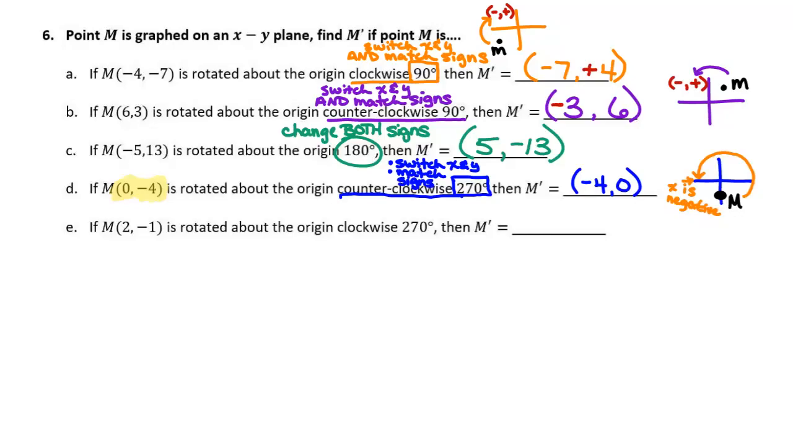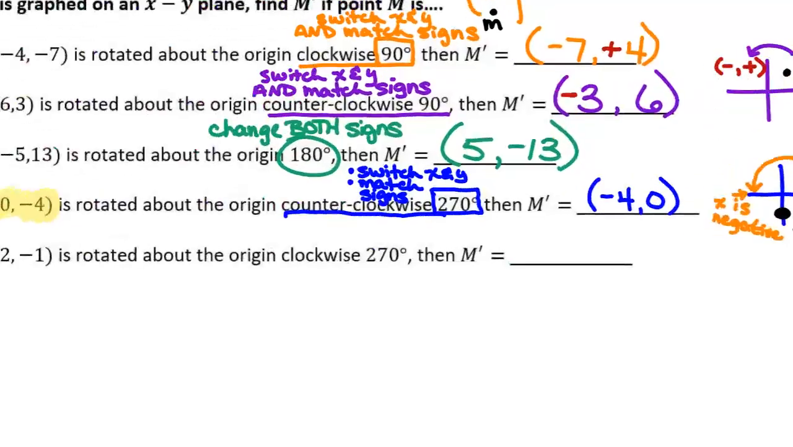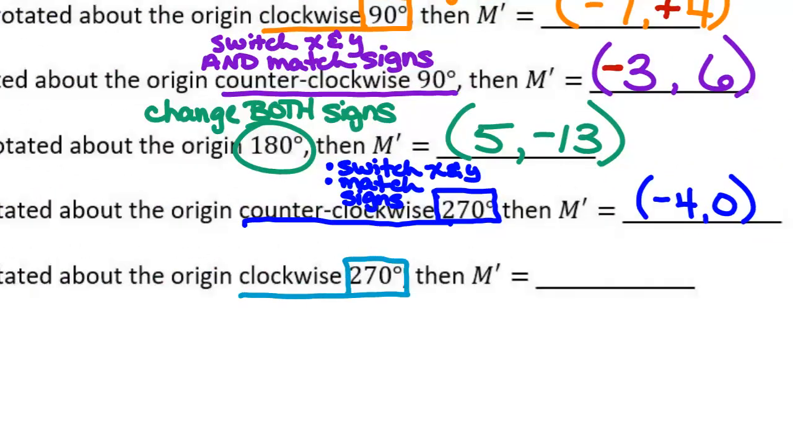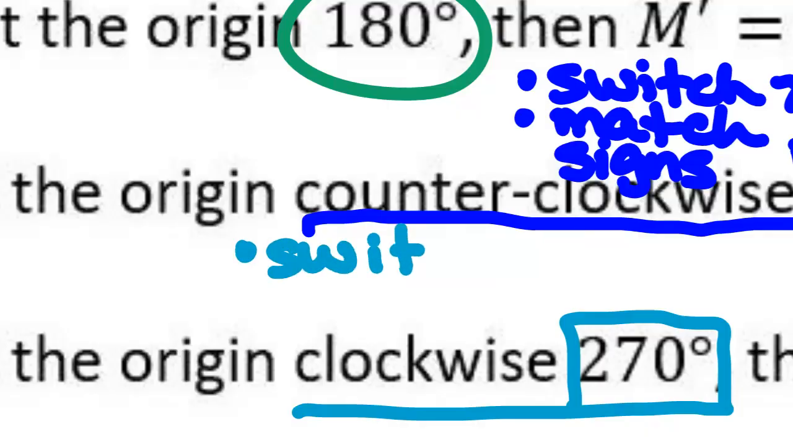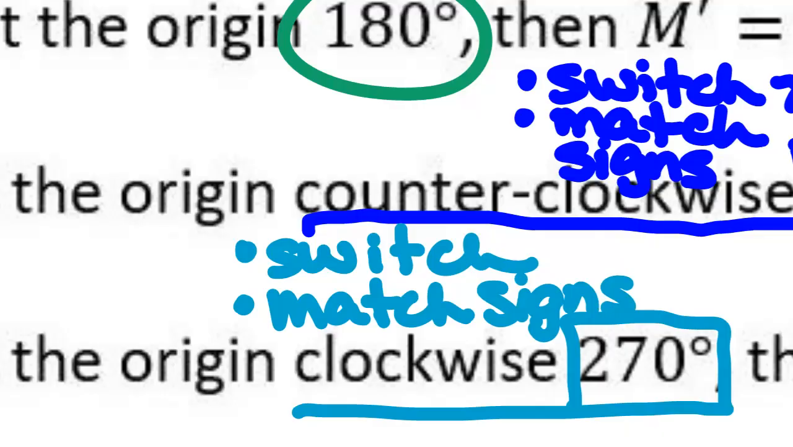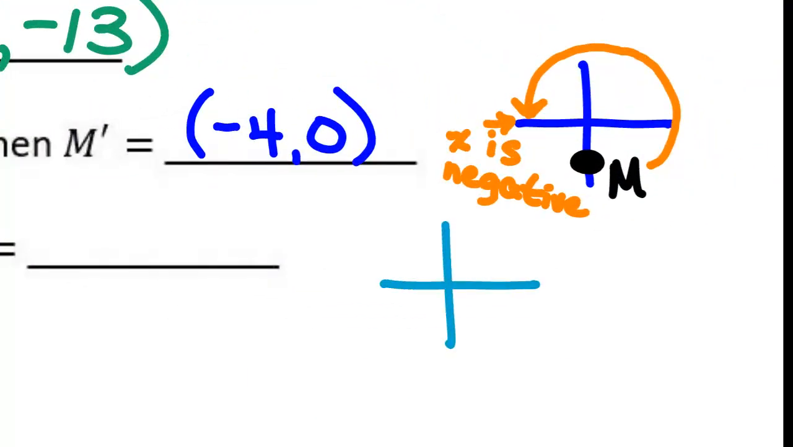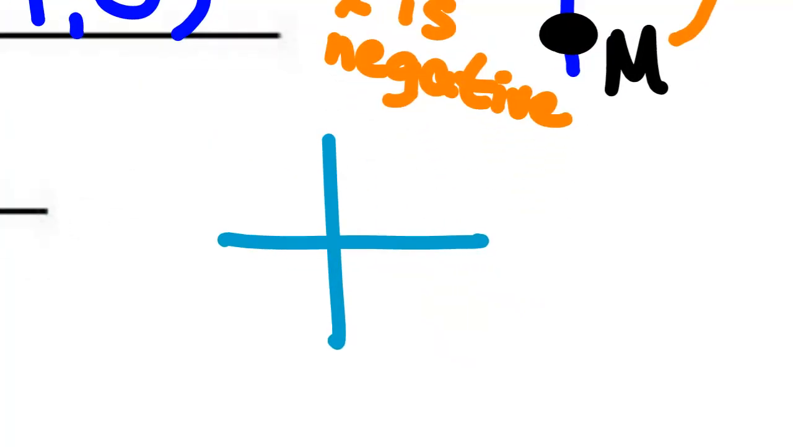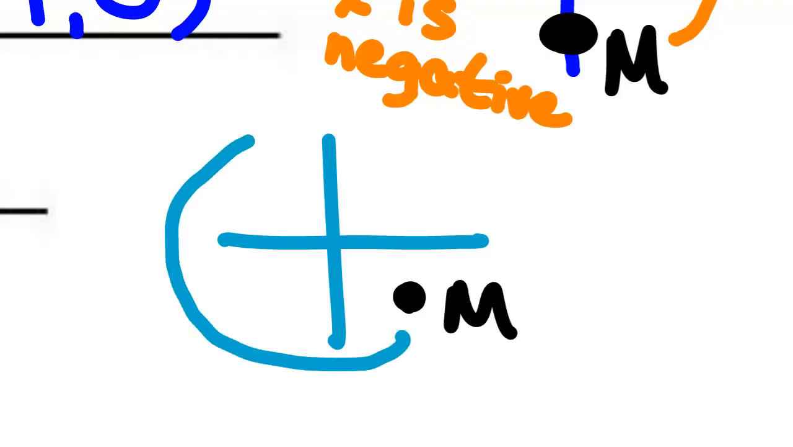Part E, M is 2, -1 and is rotated about the origin clockwise 270 degrees. So once again, we're going to switch and then match signs. So let's draw a real quick XY axis. What quadrant would 2, -1 be in? Bottom right, quadrant 4. So M is going to be down here somewhere, +2, -1. We're going to go clockwise, which is this direction. We're going to go 270 degrees, which is 3 quadrants. So I go 1, 2, 3 quadrants right up here.